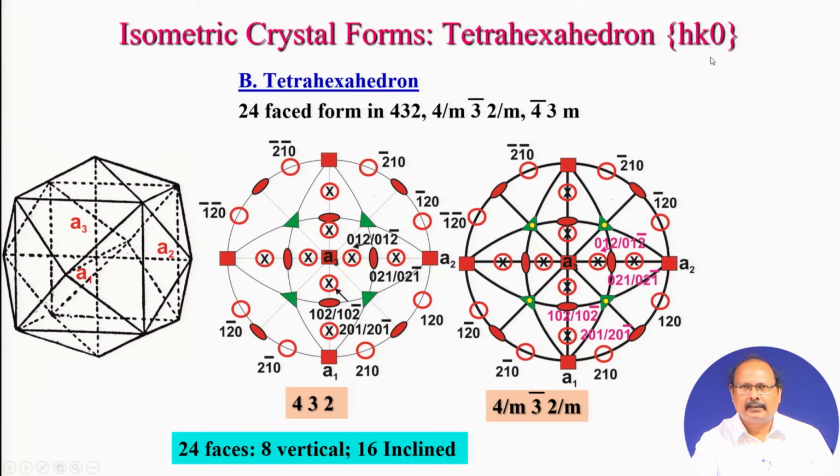So, I repeat once again, if you start with a general form symbol of HK0, this can give rise to 2 broad varieties of forms here in the isometric system. One type of form will be called paritohedron, and the other variety of form will be called tetrahexahedron, and this depends on the type of point group of symmetry here. Okay. Let us go to the next crystal form in the isometric crystal system here.